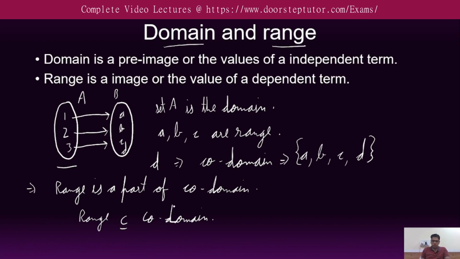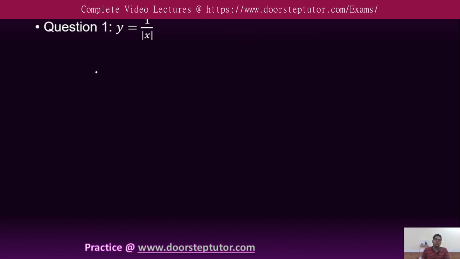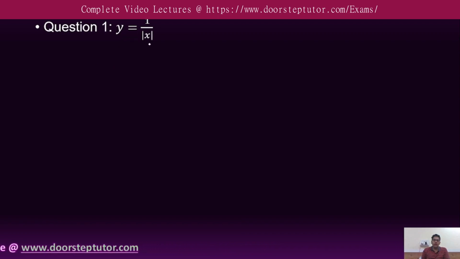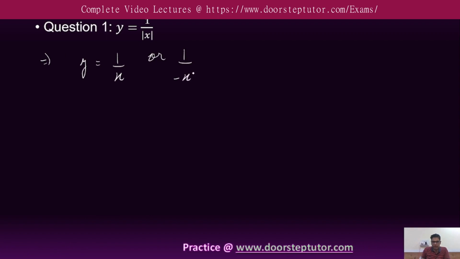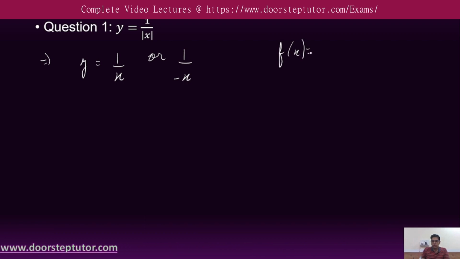Now if we solve, here we have one question, that y equals 1 by modulus x. So how could we solve it? To solve it, we will consider y equals 1 by x or 1 by minus x. As we know, in modulus function we write f(x) equals x for x greater than or equal to 0, or f(x) equals minus x if the value of x is less than 0.